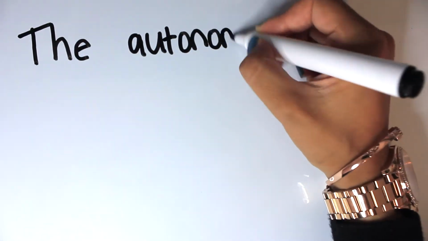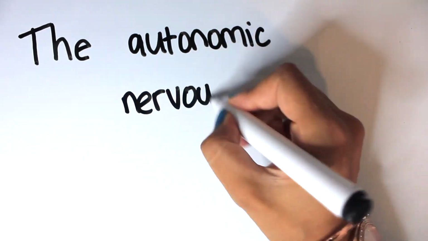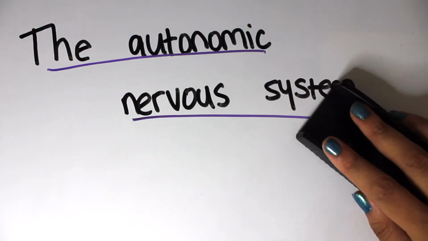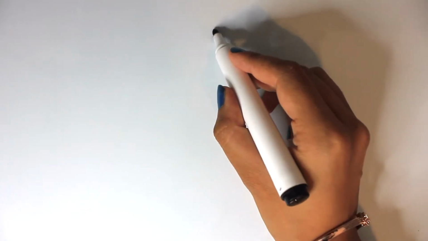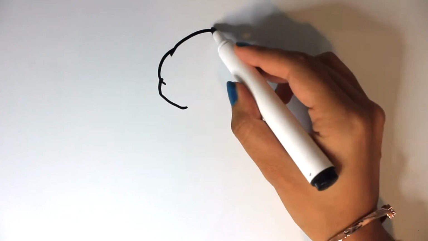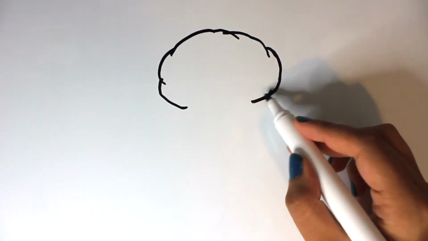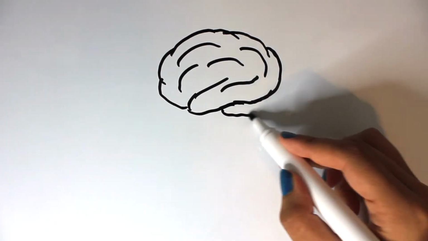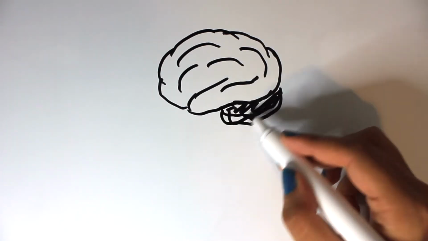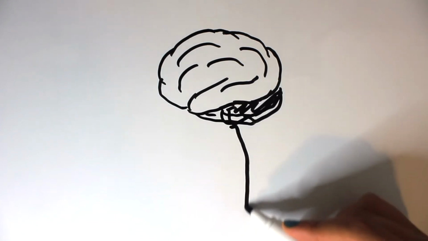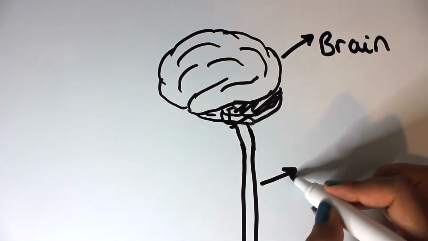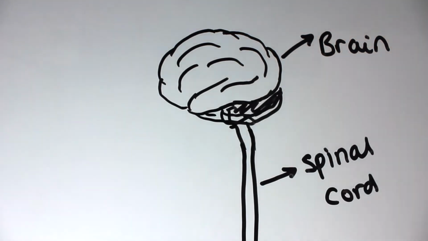In today's video I'm going to focus on the autonomic nervous system, and this will include the sympathetic and the parasympathetic nervous system. So let's get started. I think it's important that we know the difference between our central nervous system and our peripheral nervous system. Our central nervous system controls most functions of the body and our mind, and it consists of two parts. As you can see, I'm drawing them now, and these are the brain and the spinal cord.